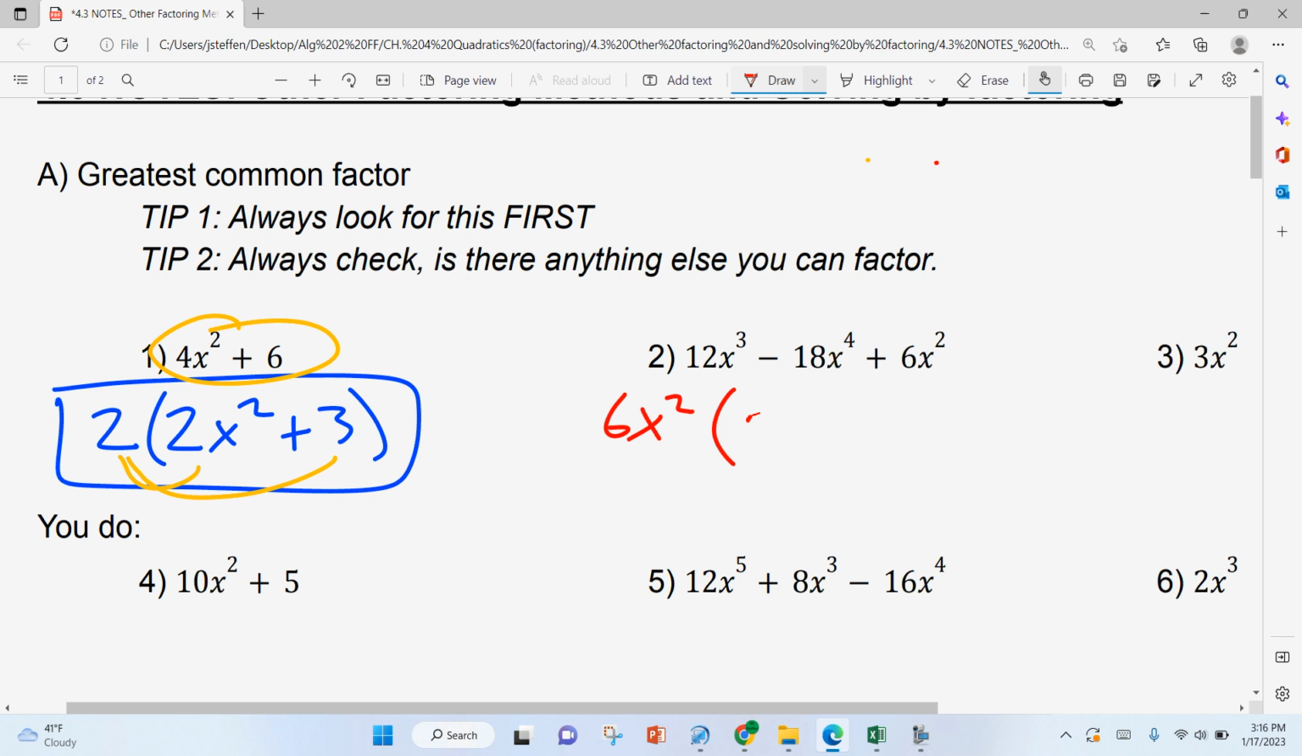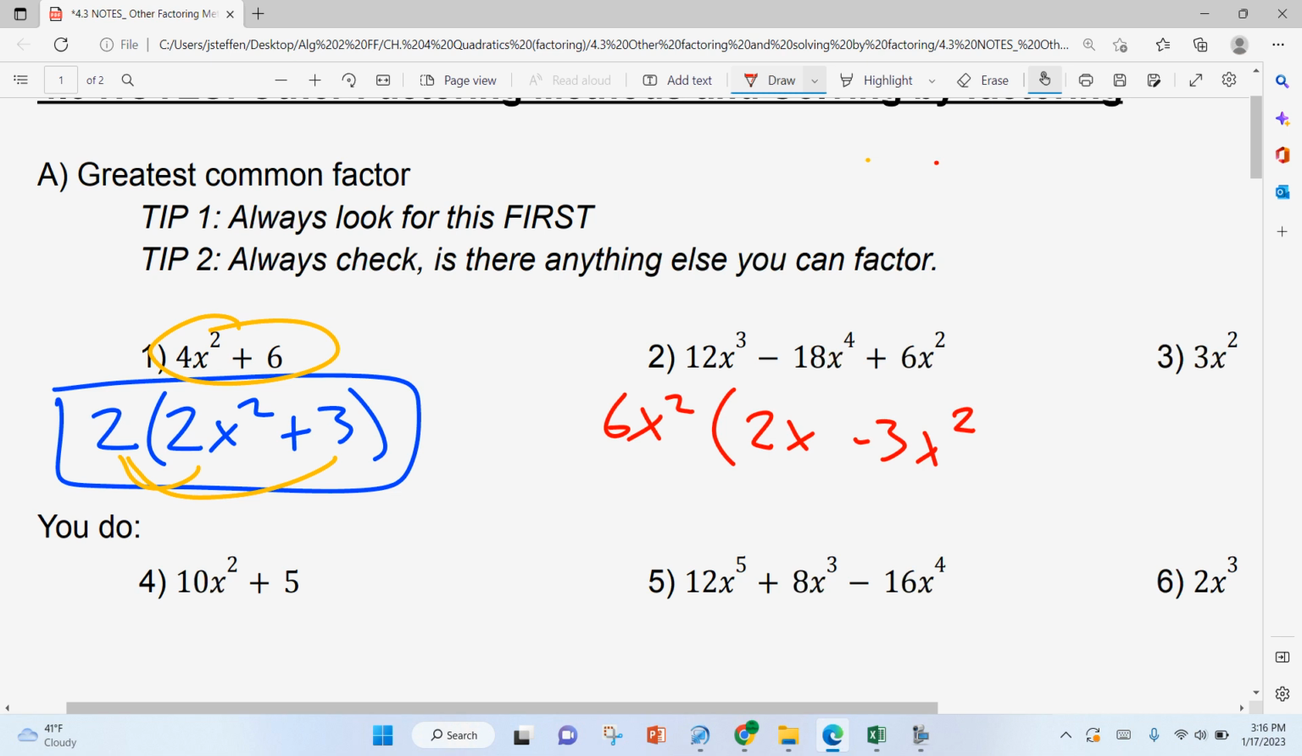divided by 6 is 2. But then this is the part that I think is the easiest way to look at it. We have 3 x's with the 12. I'm taking 2 out, so we have 2 left. Negative 18 divided by 6 is negative 3. I had 4 x's. I took 2 of them out, so I have 2 left. I made a mistake. Sorry, this shouldn't be 2. I had 3 x's. I took 2 of them out. I have 1 left.